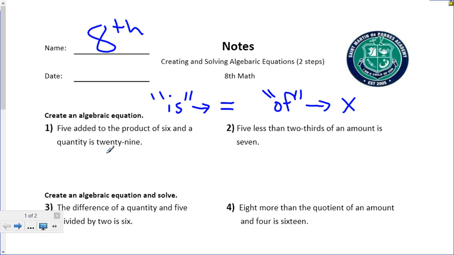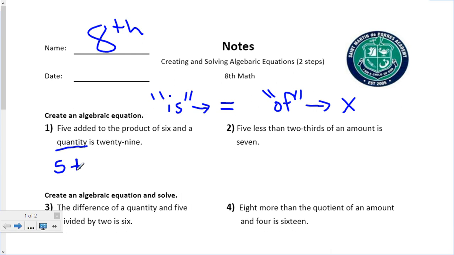Alright, number one. The directions are to create an algebraic equation. So we're going to have to look at this and think about, first off, let's make an expression from what they give us. So 5 added to the product of 6 and a quantity. A quantity just means an amount. That's the thing we don't know. We don't know quantity. So that's going to be our variable. And we're going to, first off, 5 added should be pretty simple. 5 plus, 5 added.